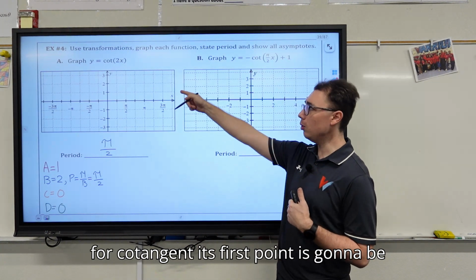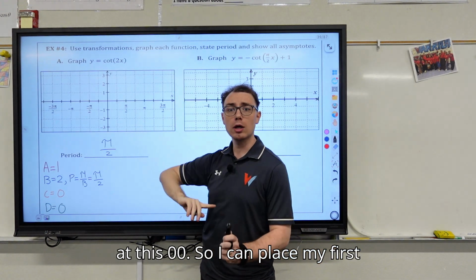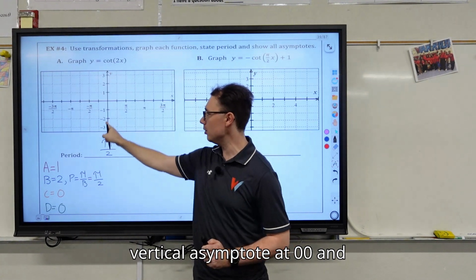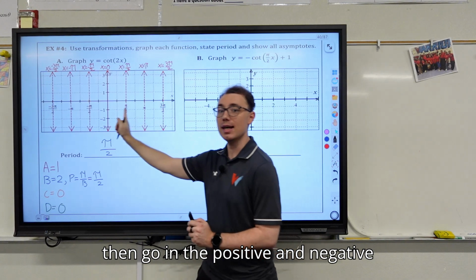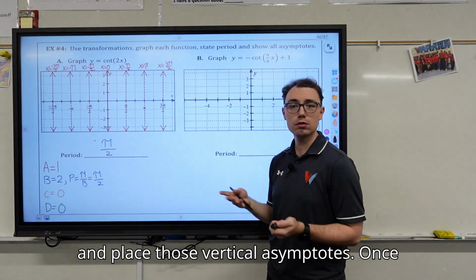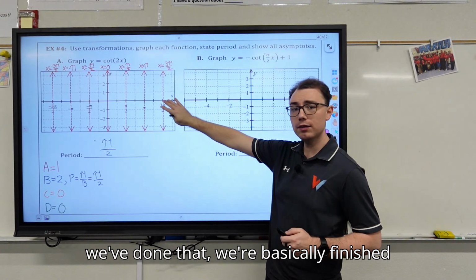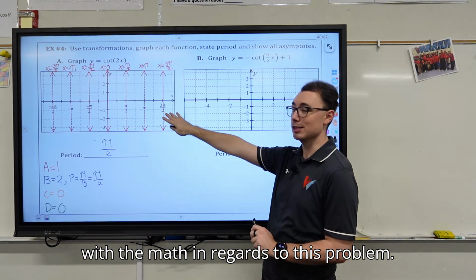I know that for cotangent, its first point is going to be at this 0, 0. So I can place my first vertical asymptote at 0, 0, and then go in the positive and negative x's in the length of the period we found and place those vertical asymptotes. Once we've done that, we're basically finished with the math in regards to this problem.